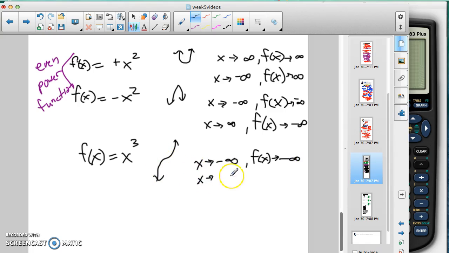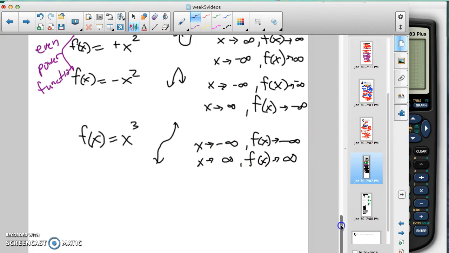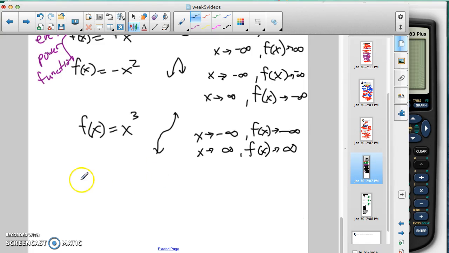As it goes right, positive infinity goes to the right. So we're traveling right on this graph. We're going to be going up. So f of x is going to go to positive infinity there. So this one matches the way x goes. F of x goes in the same direction.